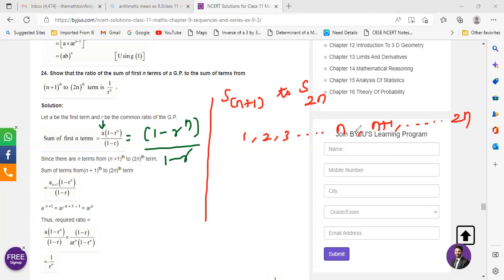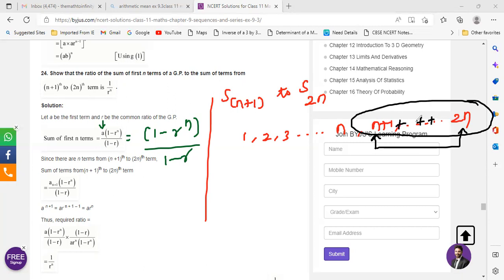Okay. So you need to know the sum of terms from here to here. You have to add all the terms starting from n plus 1 to 2n, right? You're going to add all the terms in between, but we are not sure what all those are. That is okay, you don't need to know all the terms in between because we know the formula. If you know the initial term, common difference, and the number of terms, that is sufficient for finding the sum of the terms, right?